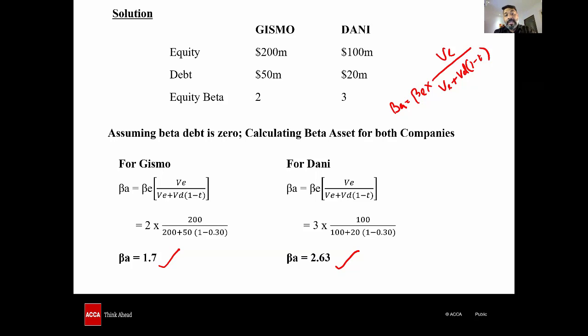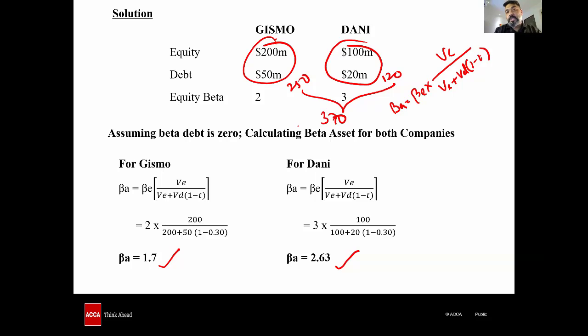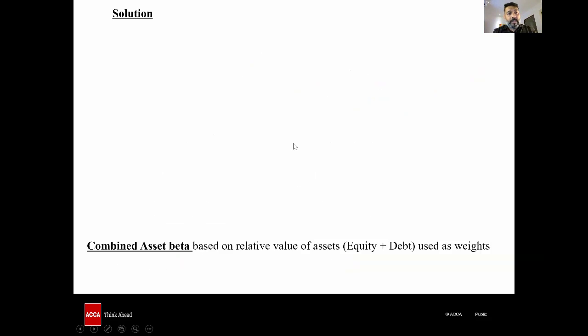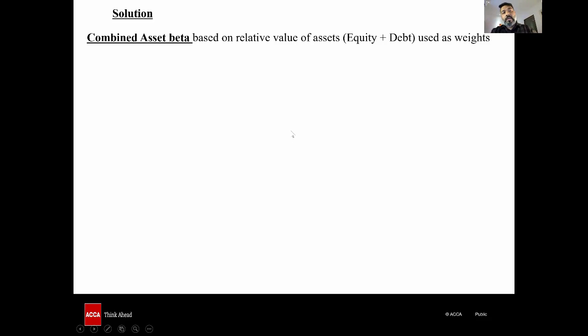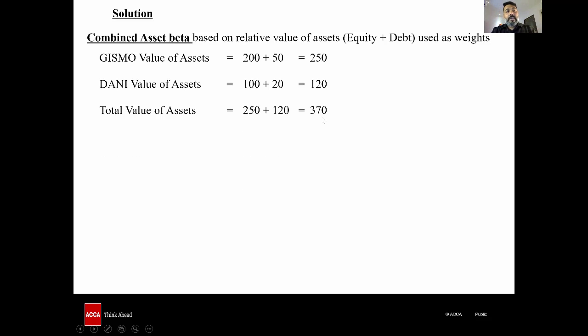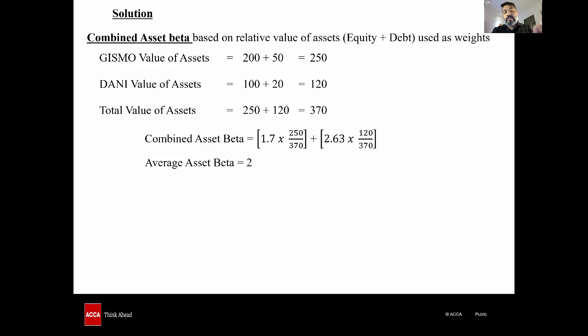Now we are supposed to find out the average beta asset or the combined beta asset, and what weights are going to be used. We're going to use the total asset value of each company. The value of this together is 250. The value of this together is 120, and 250 plus 120 is 370. So that's what we're going to apply. Combined asset beta based on relative value of the asset. Relative value of the asset is going to be used as the weights. Using this as a weight, finding out the average beta asset or the combined beta asset, we get the average beta asset as 2.